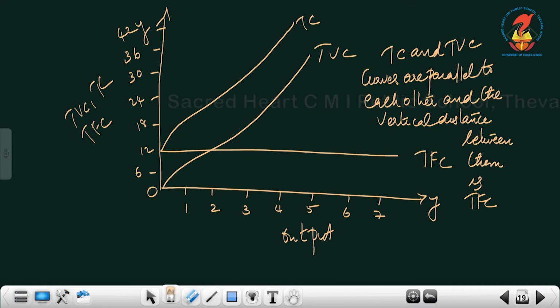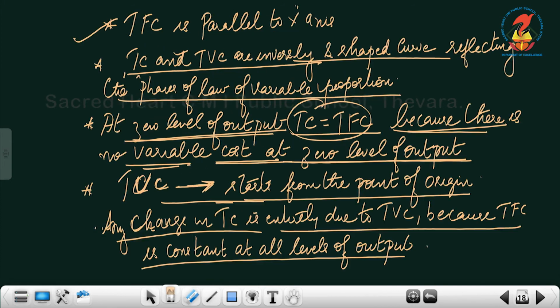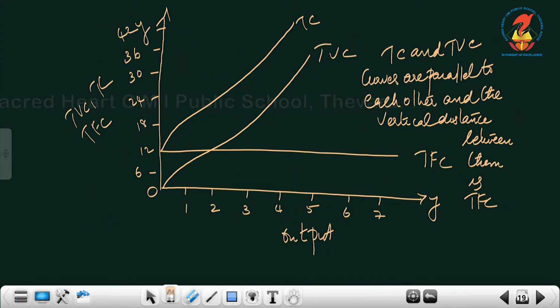Now on the basis of the table which I have drawn here, I have represented it in the form of a figure where Tfc is parallel to the x-axis. It starts from the point 12. Tvc starts from the origin, which is an inverse S-shaped curve. Now Tc starts from this particular value 12.